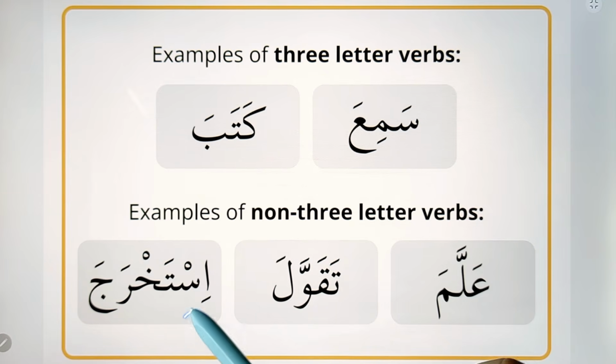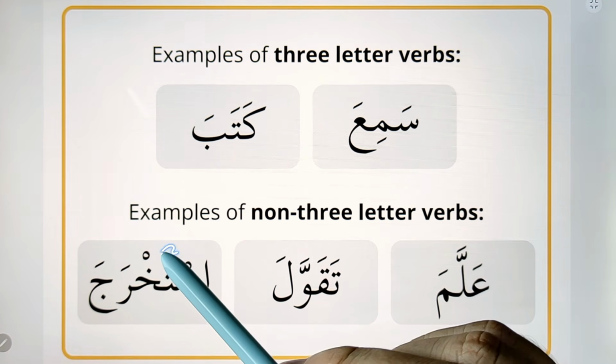Another example is istakhraja. Istakhraja means he extracted or he took out. So here we have 3 letters and 3 letters, so it's 6 letters. That's the maximum of any Arabic verb.